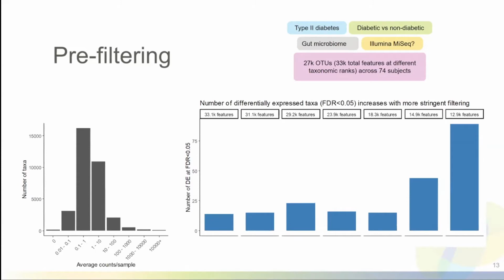And we can see that in this particular analysis, we actually get more significant results with a more stringent filter, despite the fact that we've reduced our discovery space by over 50%. Now, it's not a rule that filtering out low expressed or low abundance features will always give you better results. It really depends on what you're measuring and the specifics of the platform.